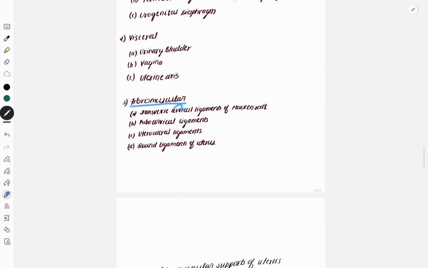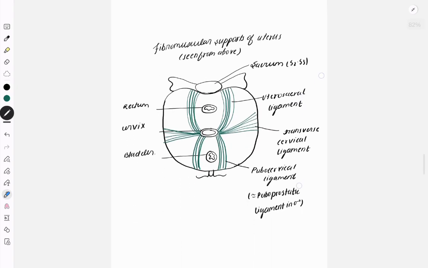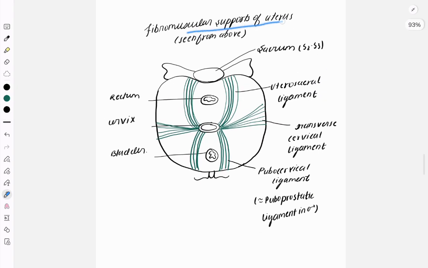Thirdly, we have the fibromuscular supports. These can be of four types. The first one is the transverse cervical ligament of Mackenrodt. Second is the pubocervical ligament, then the uterosacral ligament, and the round ligament of uterus. From understanding the names themselves, we can get to know where the different fibromuscular ligaments are located. This figure explains the fibromuscular supports of uterus when we take a section of the pelvic cavity from above.